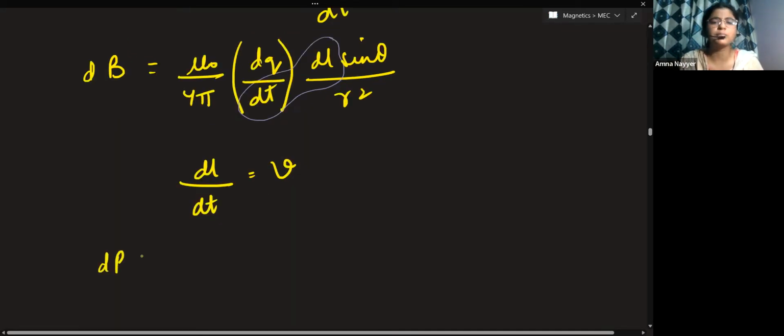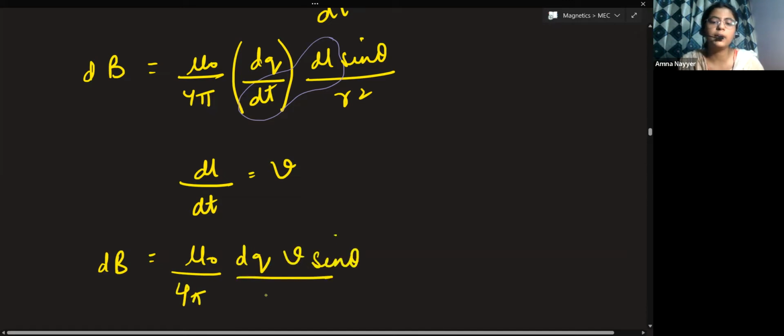This is a very short thing. It comes in the exam, but most of the time your questions will be solved by the main Biot-Savart's law formula, which includes the length and the current. So you should just keep this in mind. This is dq, then v sine theta divided by r square.